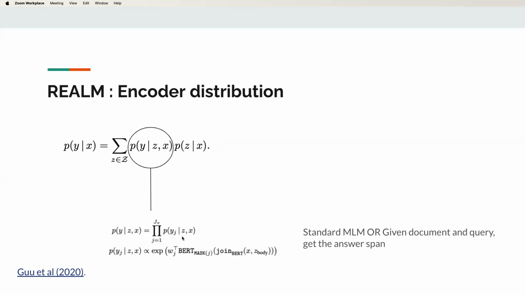Given your context, which would be Z comma X, you want to get the Y, which is the token. There's nothing new here. This is standard MLM with the transformers. It's just that you are now appending the X to the Z, which is you are appending the query to your document which was retrieved, right?